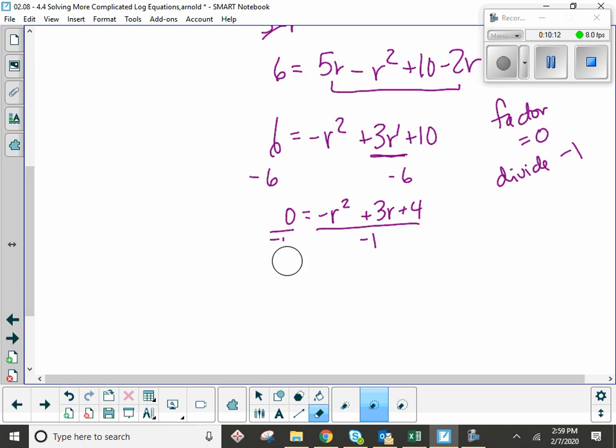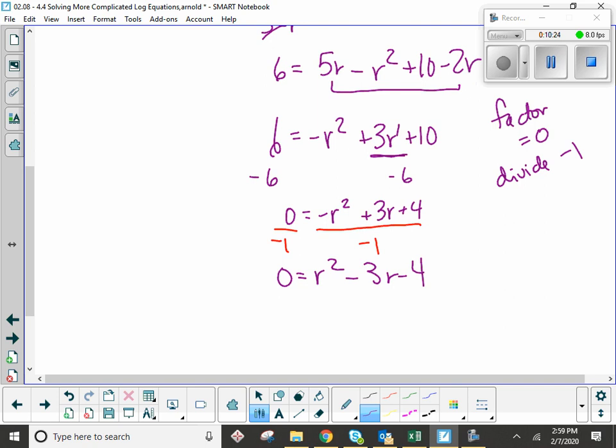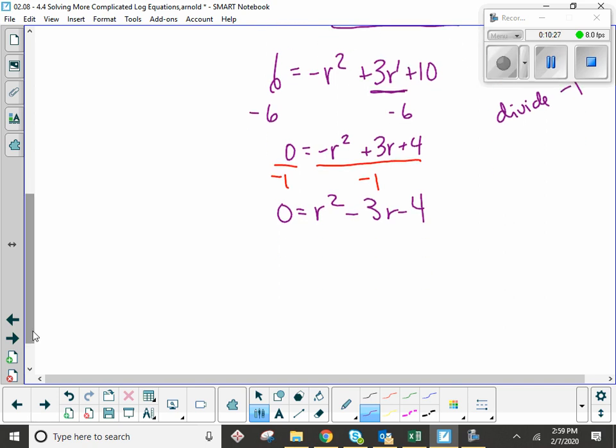Oh wait, I forgot I was mixing with red. Hold on. So 0 equals positive r squared minus 3r minus 4. And so now you would factor: what multiplies to -4, adds to -3. You go ahead and finish the problem out. Take a moment and do that.